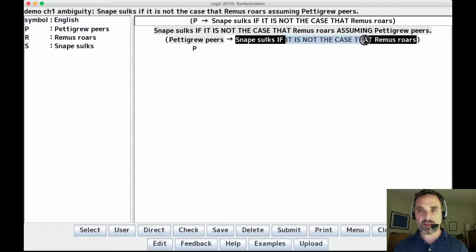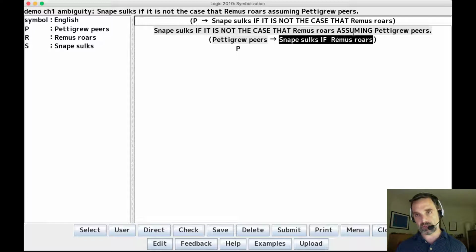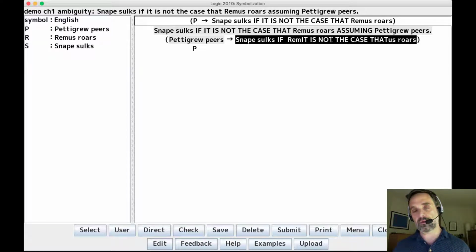Well, it is not the case that. Can that be the main connective? No. If we remove it, we're left with a sentence, Remus roars, but also Snape sulks if, and so we're left with a sentence plus some garbage. That means that it is not the case that is not the main connective, because if it were, we would be left with only one sentence. That means that the if is the main connective.